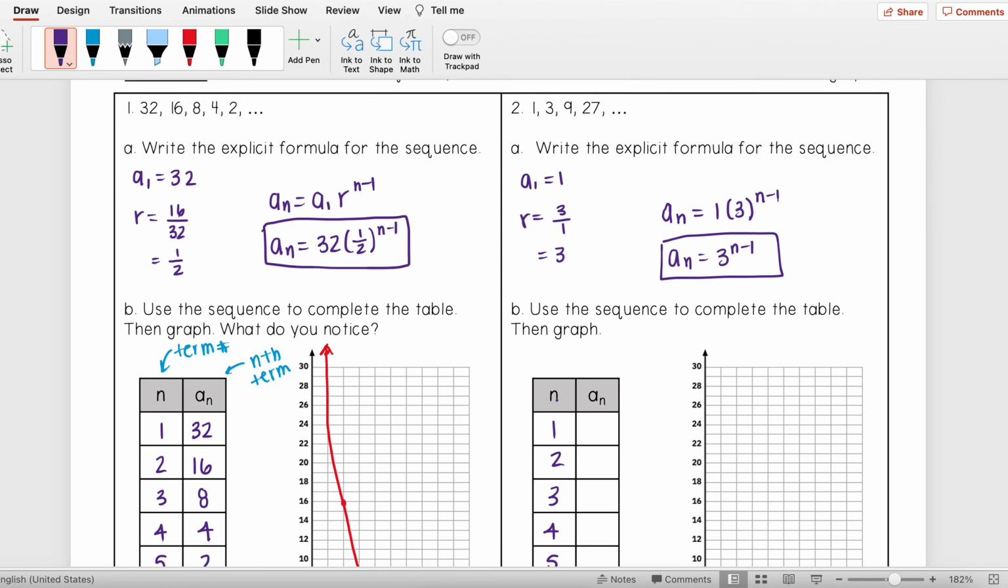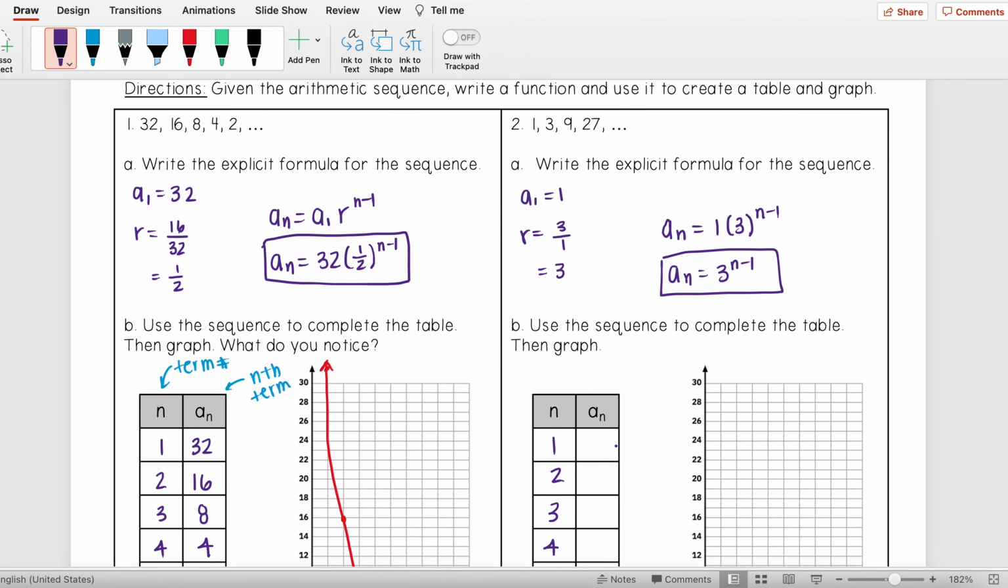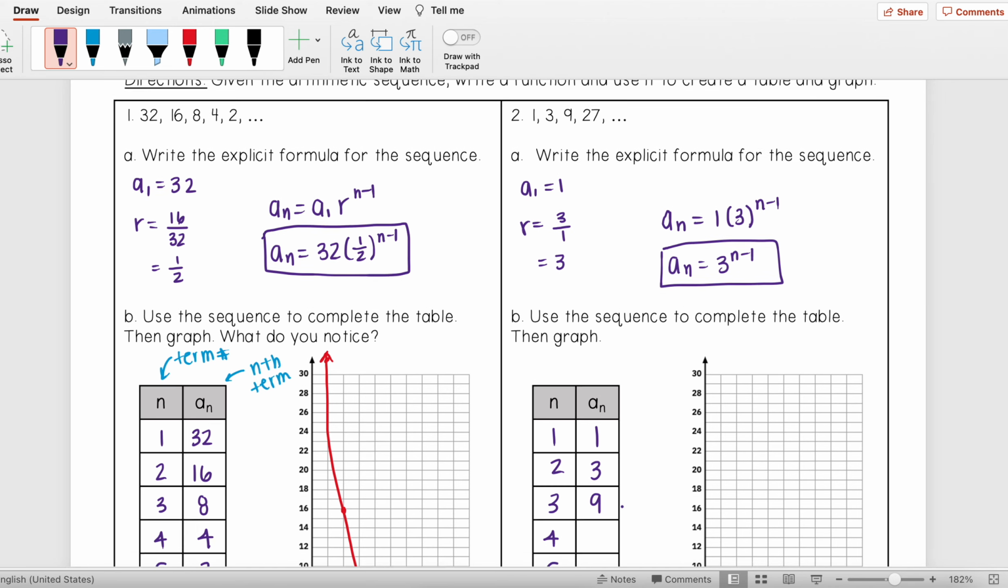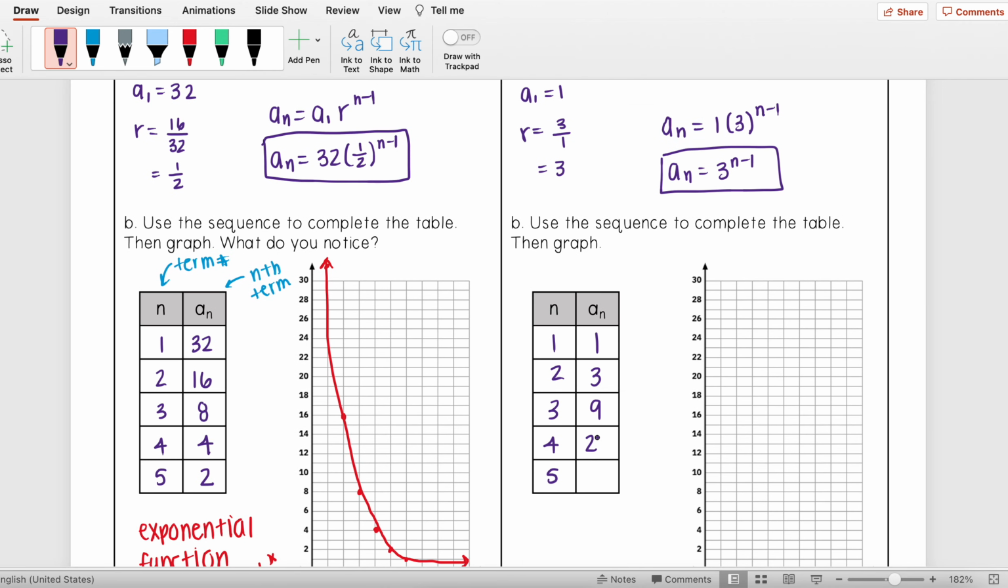n is just my number of terms, so my first term is 1. My second term is 3. My third term is 9. My fourth term is 27. And then to find my fifth term, I just need to multiply that by 3, because that's my common ratio. And so when I do 27 times 3, I get 81.